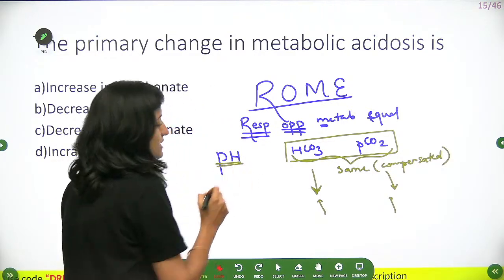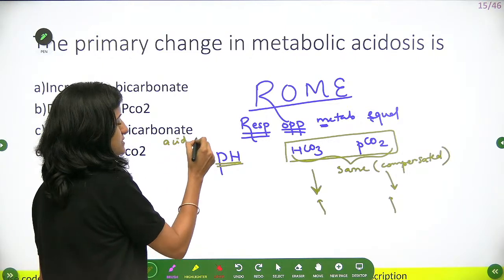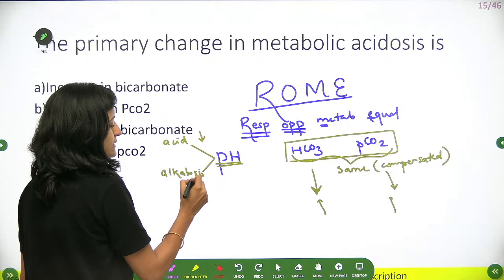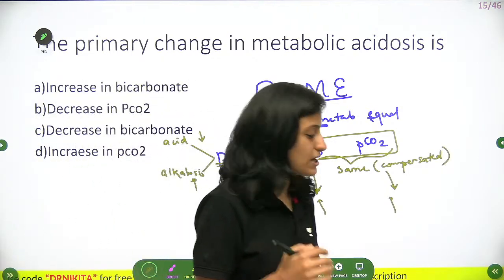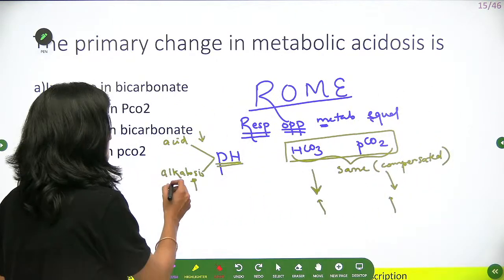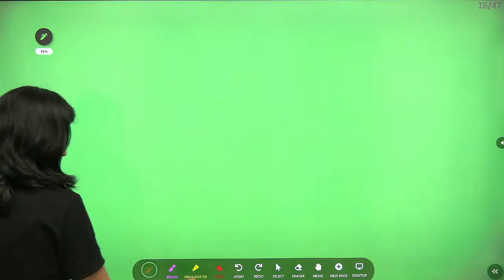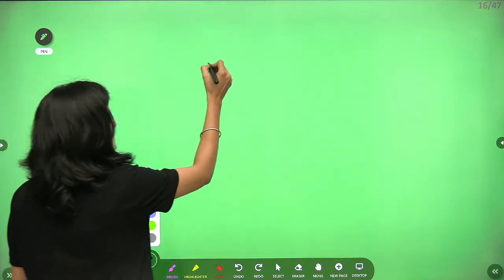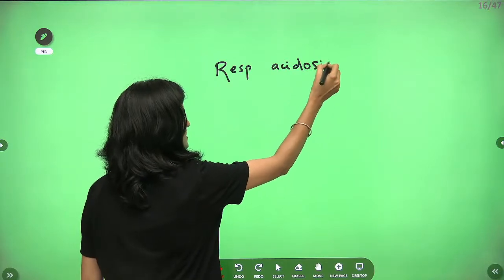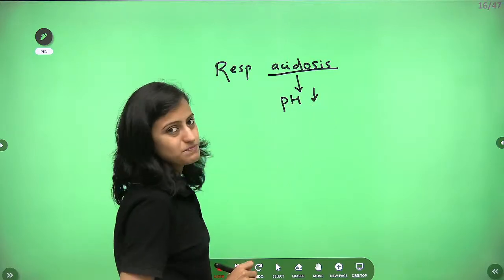Now, it's the change in the pH that we need to correlate this with. When there is acidosis, the pH will decrease. When there is alkalosis, the pH will increase, right? Acidosis means decreased pH, alkalosis means increased pH, okay? So when there will be respiratory acidosis, the first thing is to look at acidosis or alkalosis: the pH will decrease.